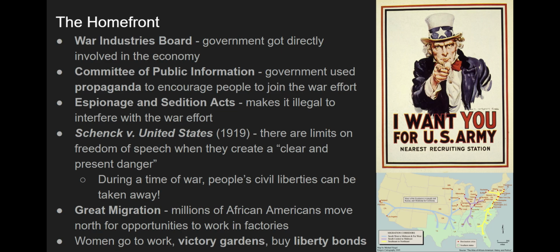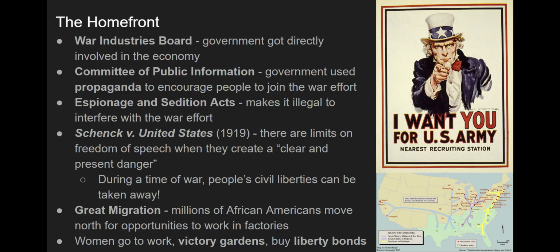And the government does everything it can to make sure people are supporting the war. So the Committee of Public Information is one part of the government that created propaganda. Propaganda plays on people's emotions to get them to join the war effort. For example, this is where Uncle Sam, I Want You, is created. The Espionage and Sedition Acts were passed, which made it illegal to interfere with the war effort and to criticize the government. Again, another theme. Remember the Alien and Sedition Acts? During wartime, you have fewer rights.